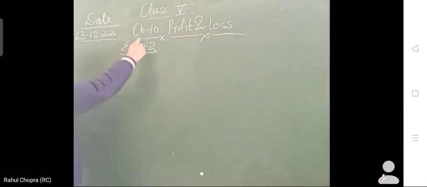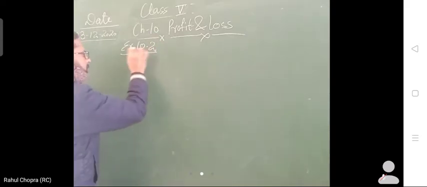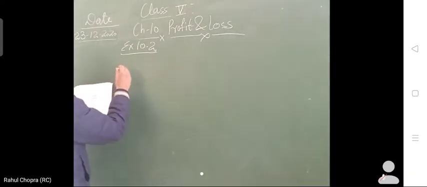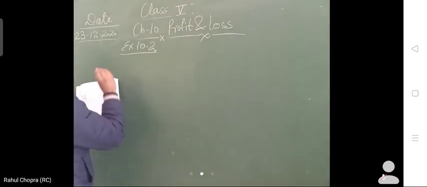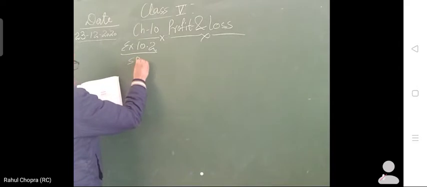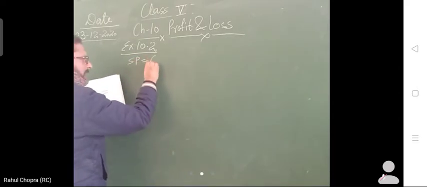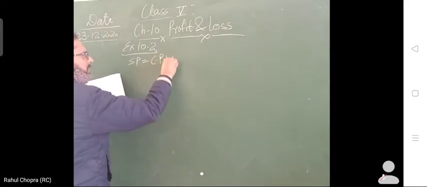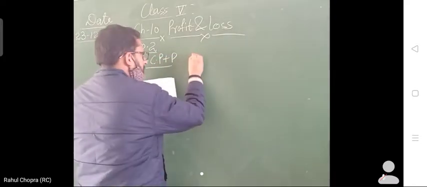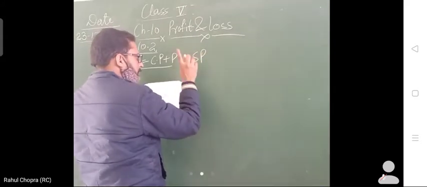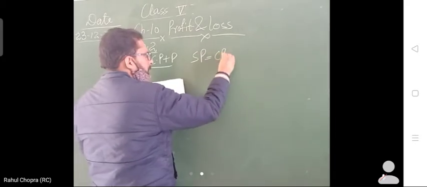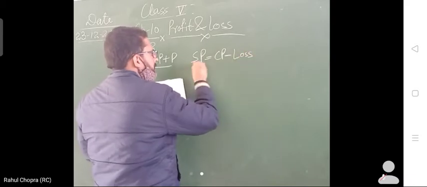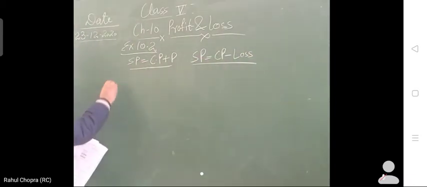We were doing chapter 10, Profit and Loss, and I completed exercise 10.1 yesterday. Today I am explaining exercise 10.2. In exercise 10.2, in the first question, you have to find the SP, selling price. The formula for finding SP is: if profit is given, you have to add the profit to CP. And if loss is given, then to find SP, the formula is SP is equal to CP minus loss. These two formulas you have to use in question number 1.